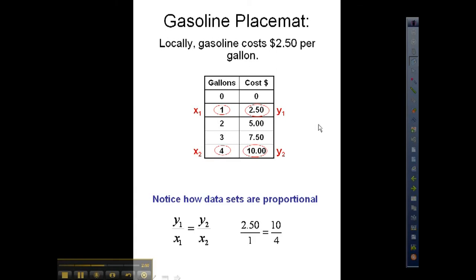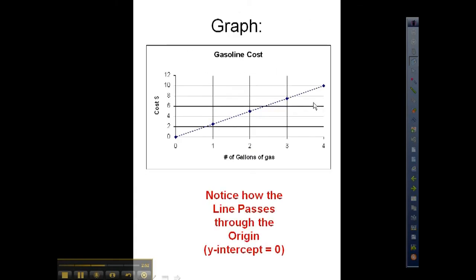They're always equal, that's right. All the data points in the table are equal. And you look at a graph and you can tell it's direct variation because it passes through what? The origin. Its y-intercept is 0.